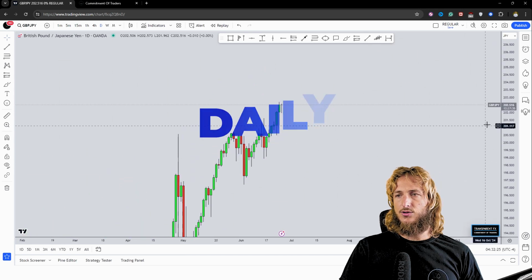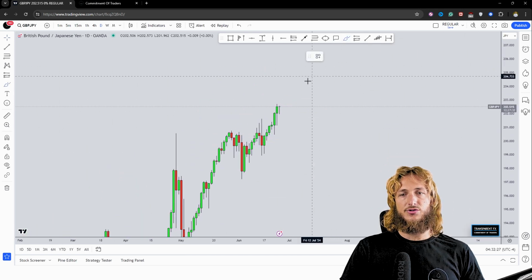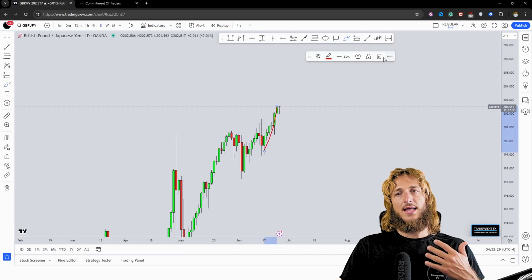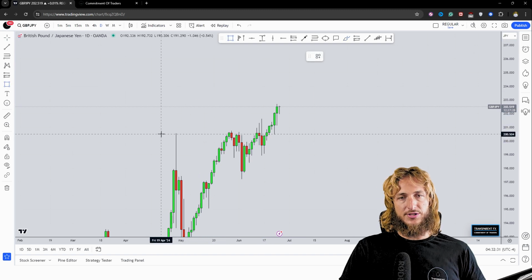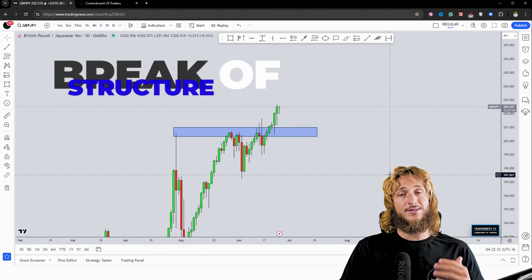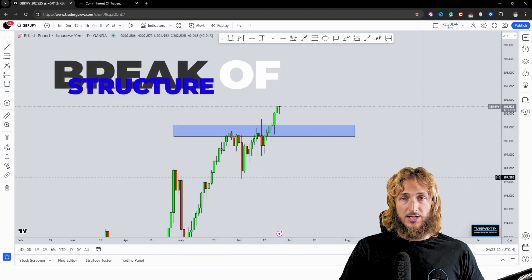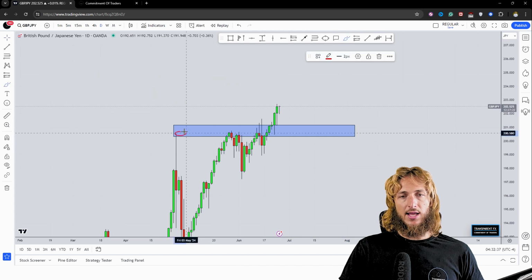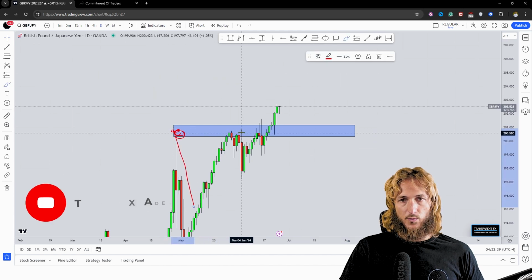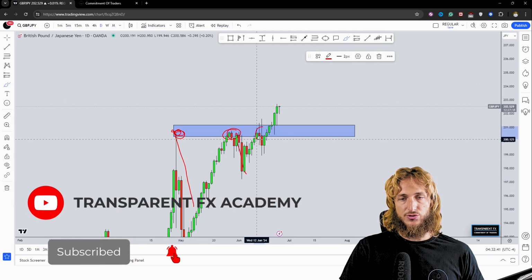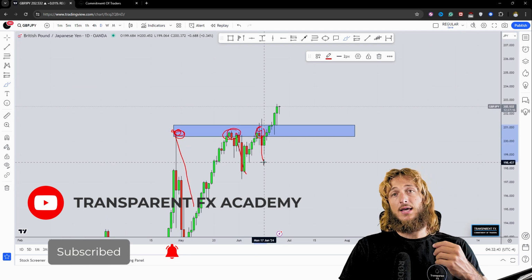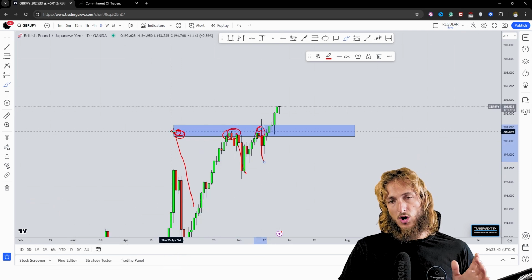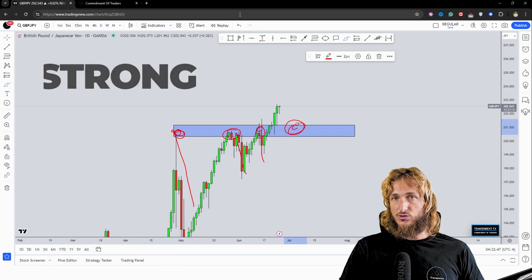Now, here on the daily, the situation is quite clear. We just had a very strong impulse to the upside. And also here, in the creation of this impulse, the market has broken another quite important structure level, which is this zone that was acting as previous resistance from which all these previous rejections to the downside were created. And now that the market broke above the zone, all this previous resistance is now turned support.